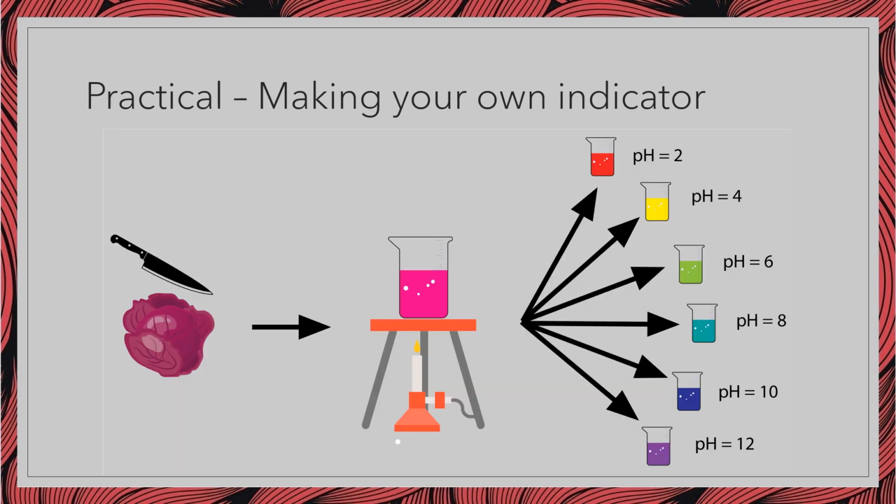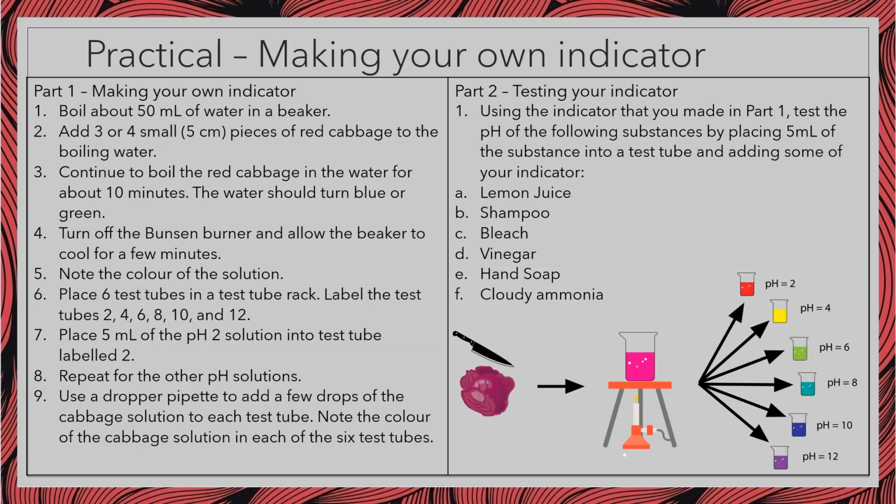This is a basic diagram. Those colors are not representative of what we're actually going to get, but basically what we're going to do is cut up that red cabbage, boil it, and add it to some buffers. I'll put this up on the screen when we actually do it, just so you can have a handy image of what we're actually going to be doing for the prac. Okay, and so yeah, we'll do that prac, and that's all for today.